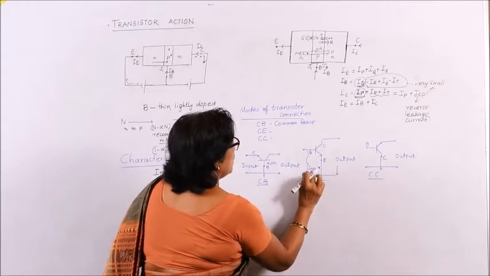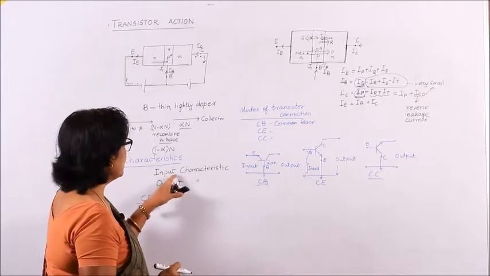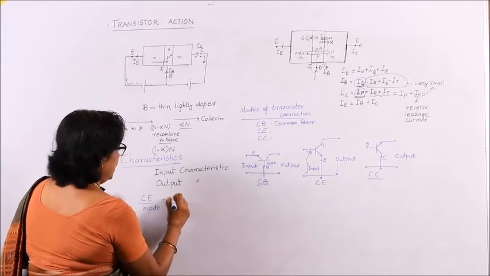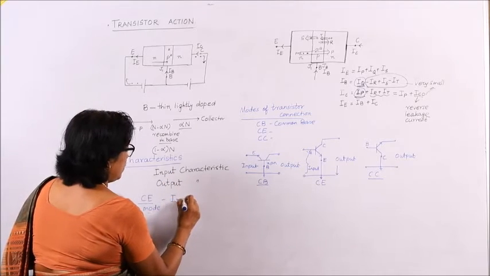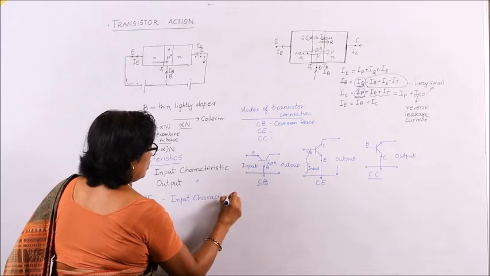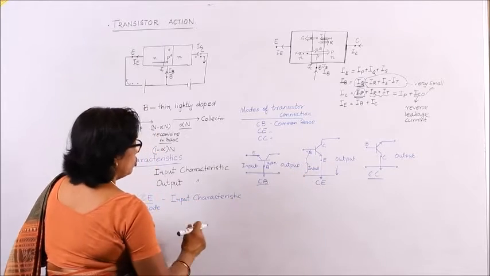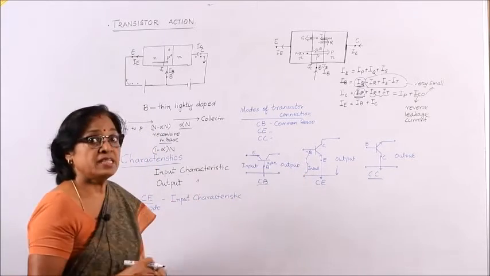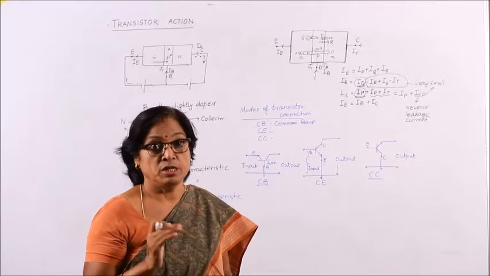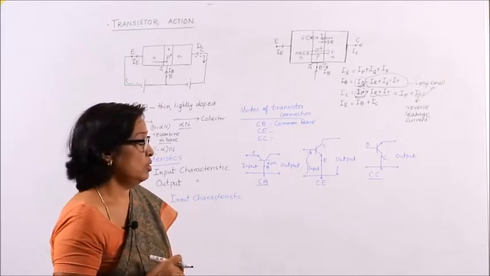So, emitter and base, they are in the input circuit. So, the input characteristic will be my input characteristic, the input circuit is between base and emitter. All these characteristics are graphs between current and voltage. You have to decide which voltage and which current.